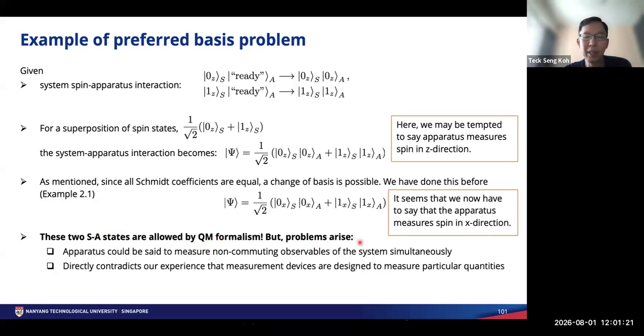And this is a problem because these two system and apparatus states are allowed by the formalism of quantum mechanics, but if your apparatus is very big, you need to change the orientation of the apparatus in order to go from here to here. It's not a mathematical change. And it could, in theory, be said to measure non-commuting observables, X and Z, simultaneously. So there's a problem, okay? And it contradicts our experience. Your measurement device, you have to really change the direction to measure Z or measure X.